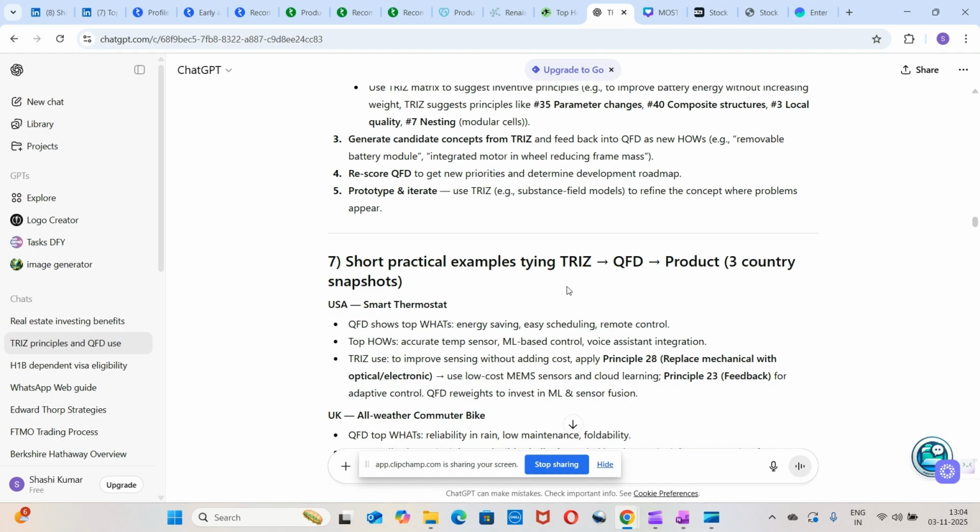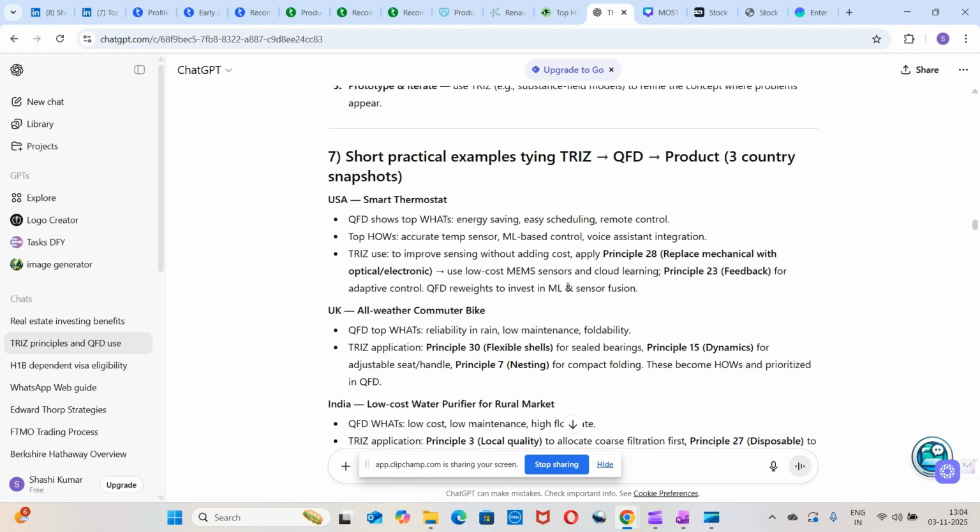Some short examples we'll also go through where we use TRIZ and QFD. First, a smart thermostat. The QFD whats are energy saving, easy scheduling, and remote control. The hows are an accurate temperature sensor, ML-based control, and voice assistant integration. TRIZ principles we can apply are 28, replace mechanical with optical or electronic, so use low-cost MEMS sensors and cloud learning, and principle 23, feedback, for adaptive control. QFD is revised to invest in ML and sensor fusion.